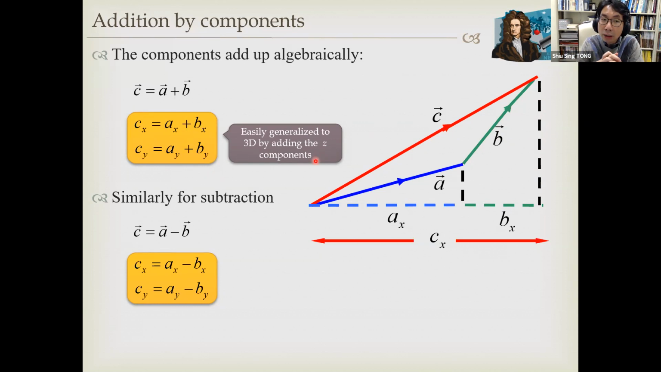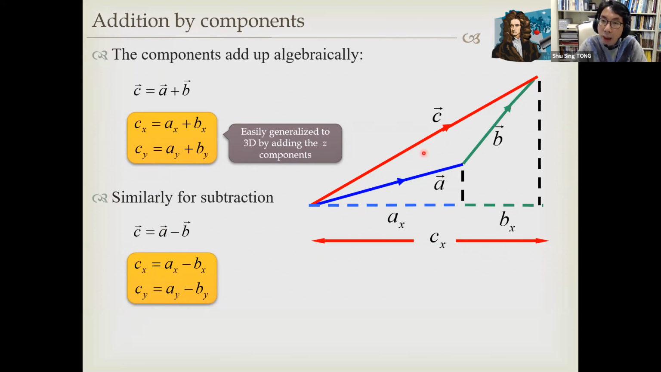And so the z component Cz is given by Az plus Bz. Okay, so this is easy. You just add up the components of the individual vectors to get the corresponding components of the resultant. Okay, and similarly for subtraction, for Cx, you have Ax minus Bx. For Cy, you have Ay minus By.